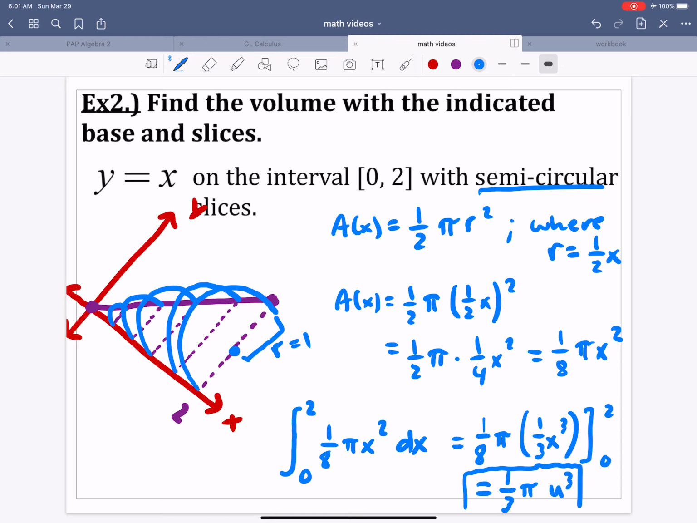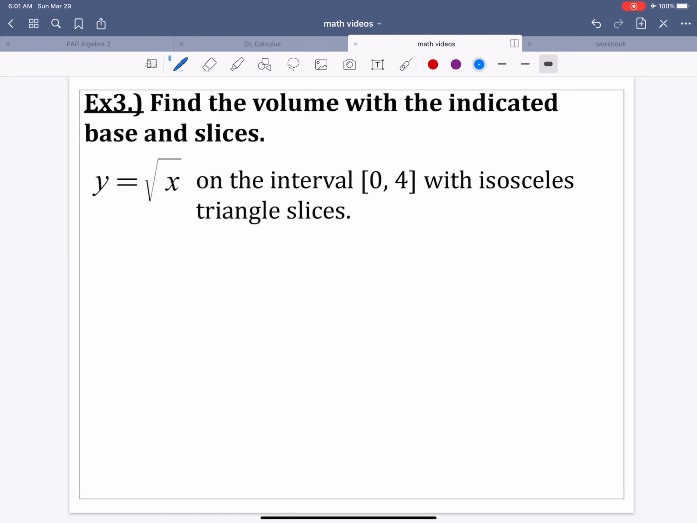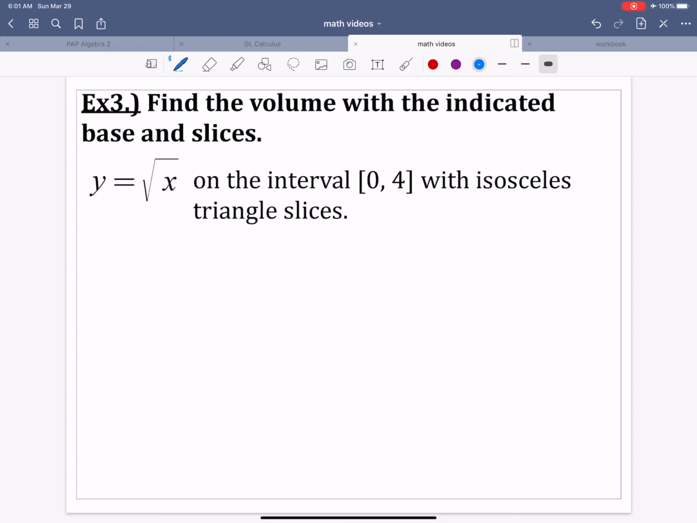Okay, so there's one more problem that we're going to do together, with the same directions that you've seen. Find the volume with the indicated base and slices, but this time we're changing to isosceles triangle slices. It's a good idea to remember the definition of isosceles: it has 2 equal sides. So in this particular case, the base is going to equal the height.